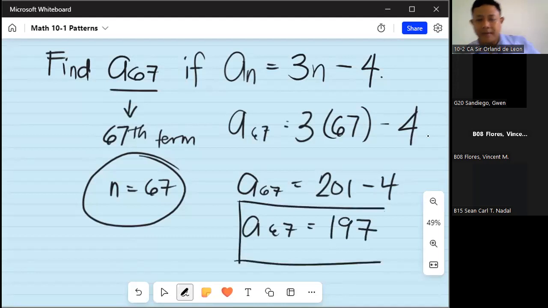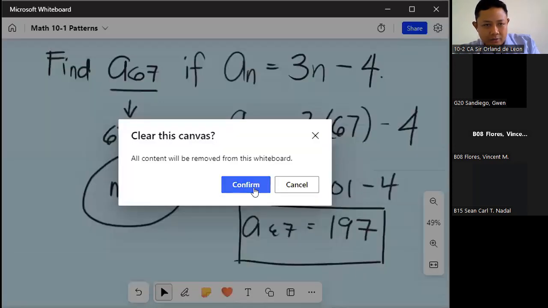Show me a reaction if the process is clear. Good. Okay. Now that you know how to compute for the missing term given the explicit form, this time I would like you to be more mindful, more explorative, and adventurous in identifying the explicit term. Ready? So now let's get to this.